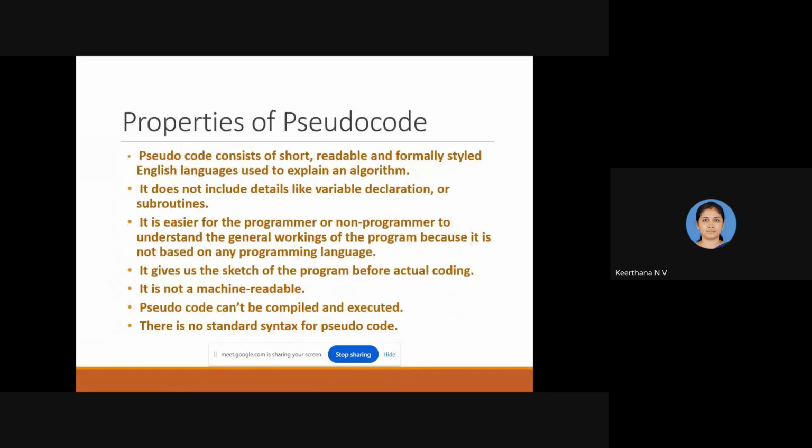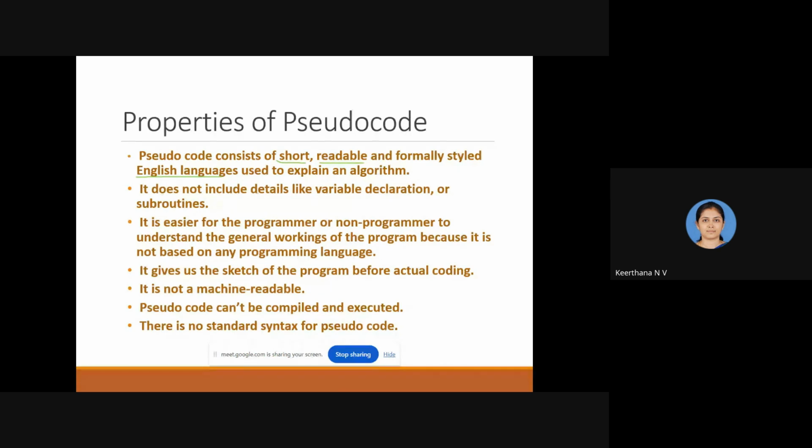What are the properties of pseudocode? Generally, pseudocode is very short. If you see the pseudocode, it will resemble a program, but it is not an exact program. That's why it is short, in a readable format, and formally styled in English. A pseudocode is written using English, but it looks like programming code. It will explain a clear structure of an algorithm in a very precise manner.